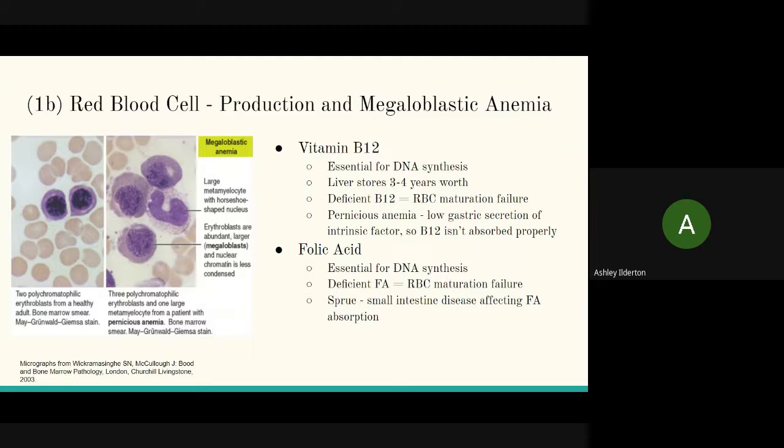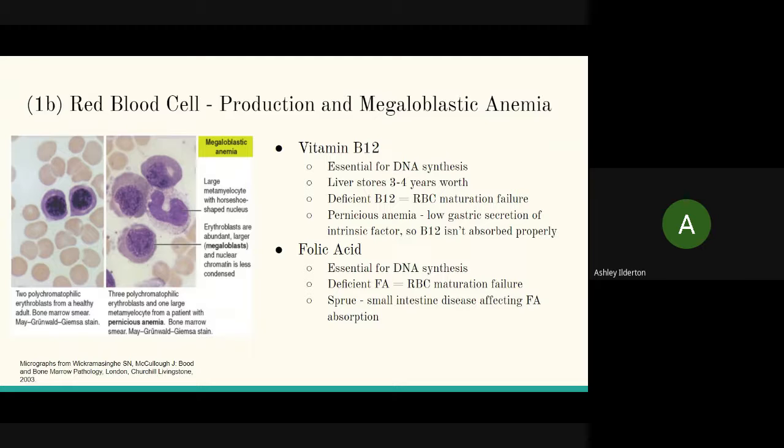For vitamin B12, the liver actually stores 3 to 4 years' worth of B12. So the only way you're going to have a significant deficiency that can cause anemia is if you are deficient in B12 for a very long time. Something that can cause that deficiency is called pernicious anemia, and that's when you have a low gastric secretion of intrinsic factor, which is the component that helps B12 be absorbed. So without it, you can have anemia.